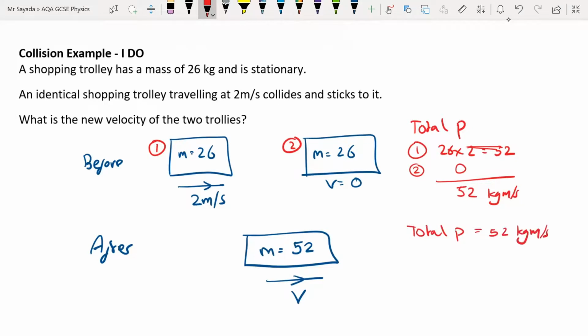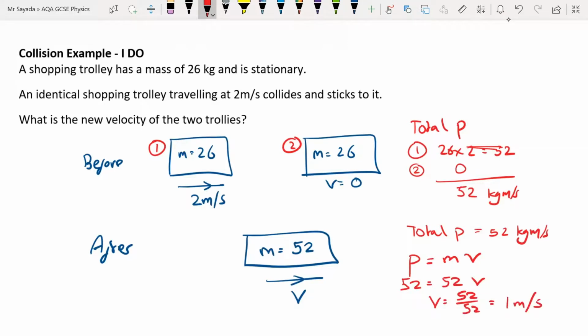So now I know that the total momentum at the end is 52, and I know that the mass at the end is 52 kilograms. So I just substitute that into this formula, and I can find what V is. It will be 52 over 52, which is 1 meter per second.